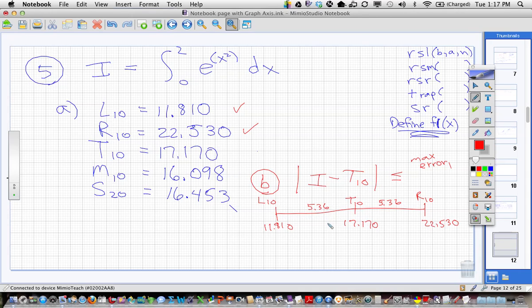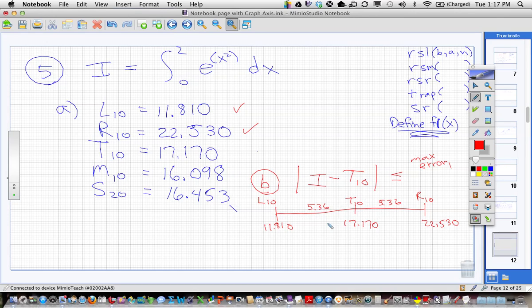So really the best answer for this question is to find the bound on the error. What's the most that T10 can be off? 5.36. Now, somebody got the back marked. If you look up 5B in the back, it says 10.72. It's the whole interval, right?